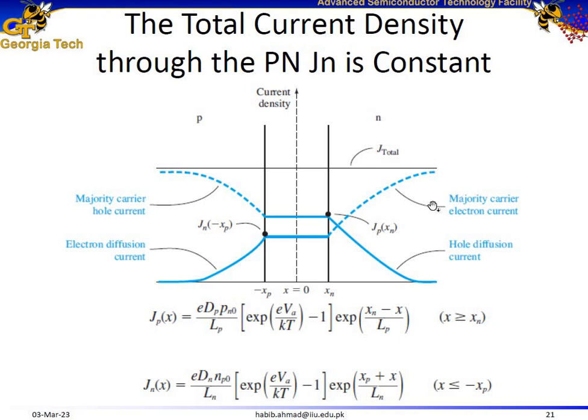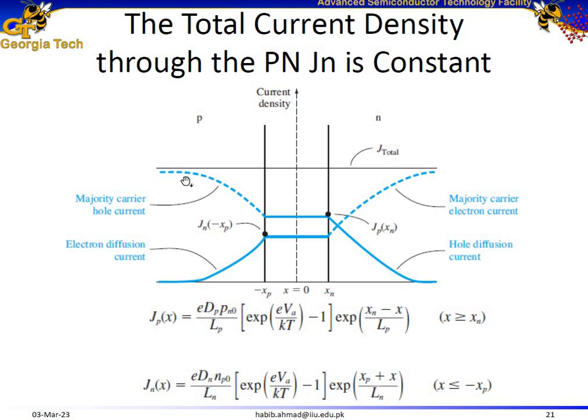In the N region, electrons are the majority carrier concentrations. They diffuse towards the depletion region, remain constant inside the depletion region, and then diffuse further into the p-type region. But during this diffusion process, they recombine with the majority carrier holes in the p region, and their number gets reduced with the passage of time over distance in the p region as well.